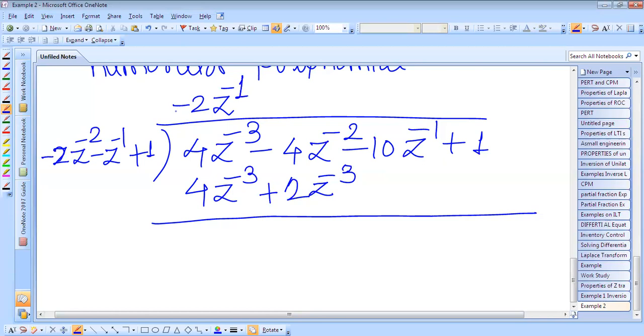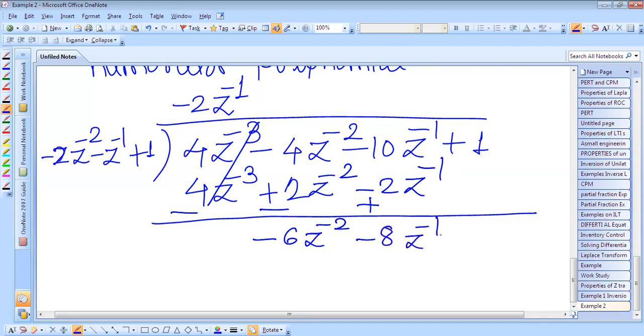Okay, then we will get here 4 minus plus 4 z raised to power minus cube, and here we have to multiply by minus 2 z raised to power minus 1 to this, so minus plus 2 z raised to power minus 2. Okay, multiplied that by this, so it is minus 2 z raised to power minus 1. So subtract this, will get cancelled. What will remain there? Minus 6 z raised to power minus 2 minus 8 z raised to power minus 1 plus 1.